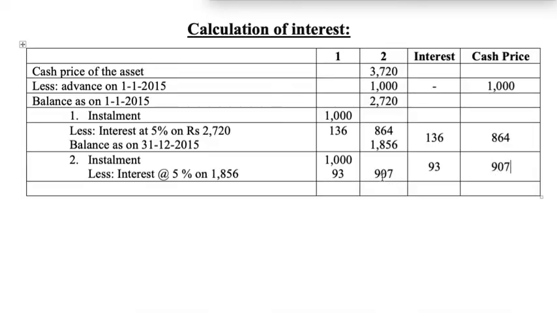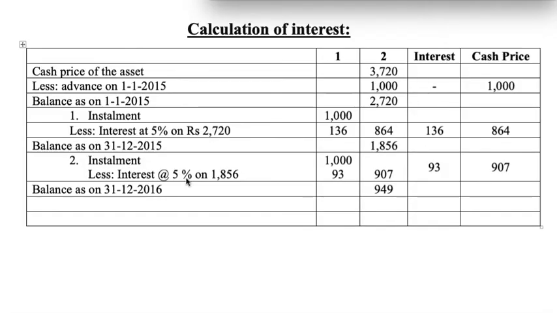Fine. Now we have to find out the balance as on 31st 12 2016. It would be 1856 minus 907, and the amount that we are going to get is 949. So the balance as on 31st 12 2016 is 949. Now we have the third installment here.